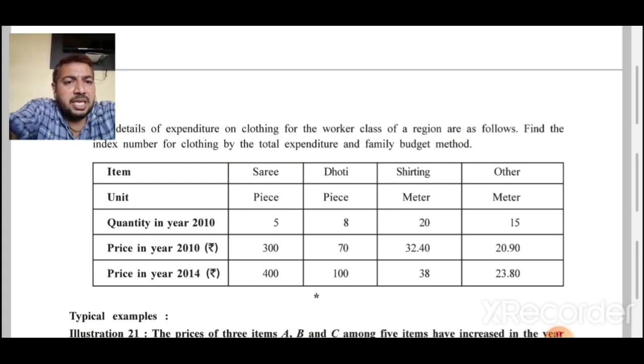Items are given: sari, dhoti, shirting and other. Units are given: piece, meter. But here the units do not matter because no number is given in the units. And now quantity in the year 2010. So friends, 2010 is our base year. So the quantity in year 2010 is our Q0. Price in year 2010 is our P0 and price in the year 2014 is our P1. So let's start the sum.